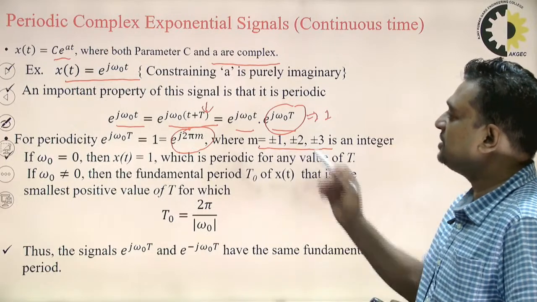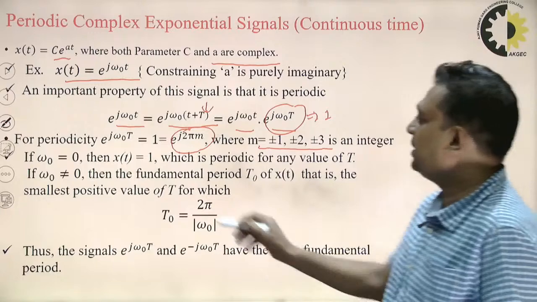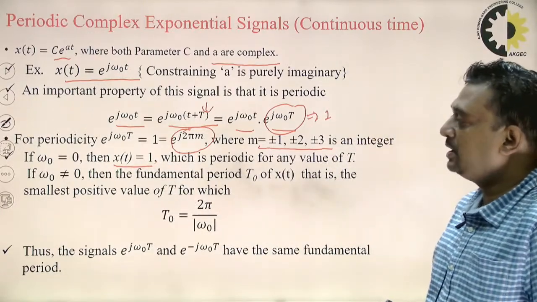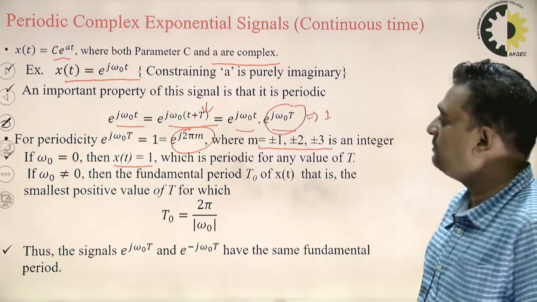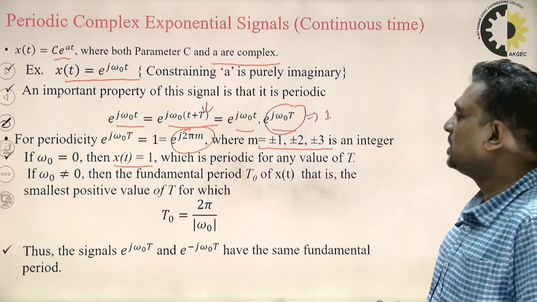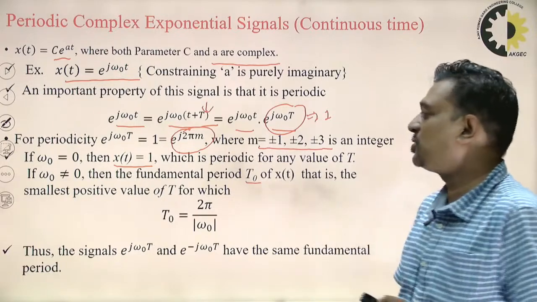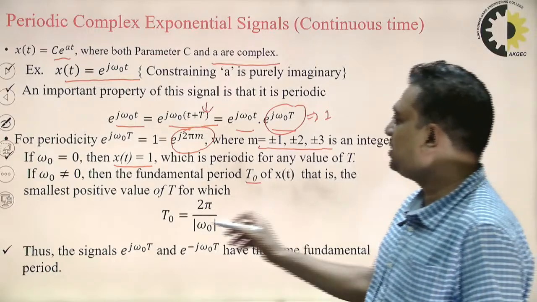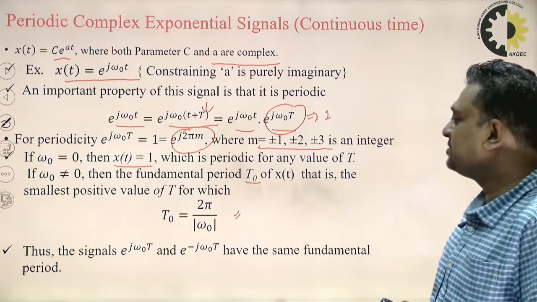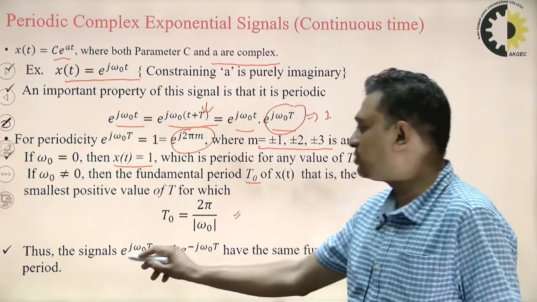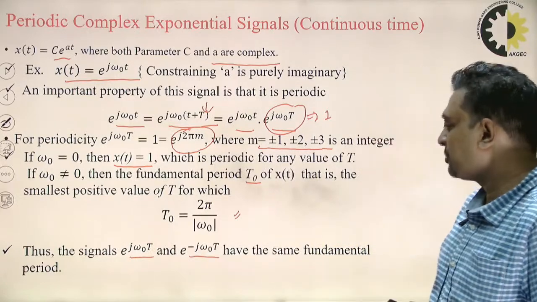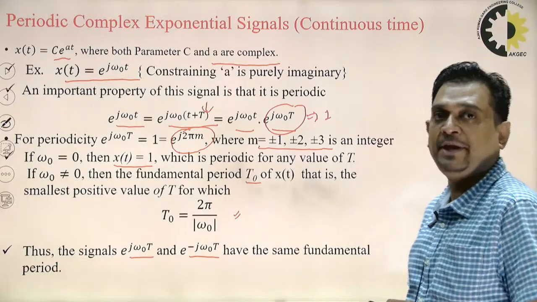Now in this case, if omega naught equals 0, then x(t) will be 1, which is periodic for any value of T. But if omega naught is not equal to 0, then we can find the fundamental period, defined by T naught, which is the smallest positive value of T. We can calculate it as T naught equals 2 pi upon mod of omega naught. Because of the mod of omega naught, the signals e to the power j omega naught t and e to the power minus j omega naught t have the same fundamental period.